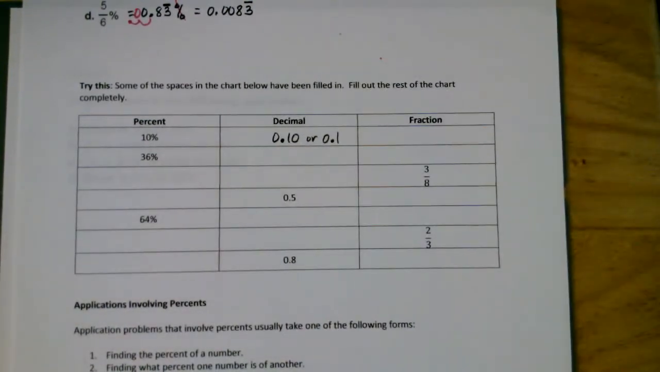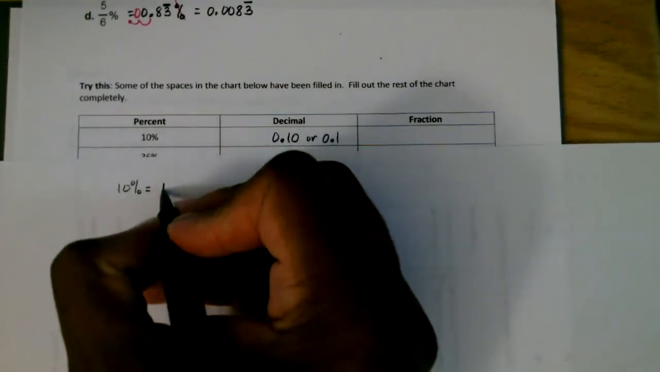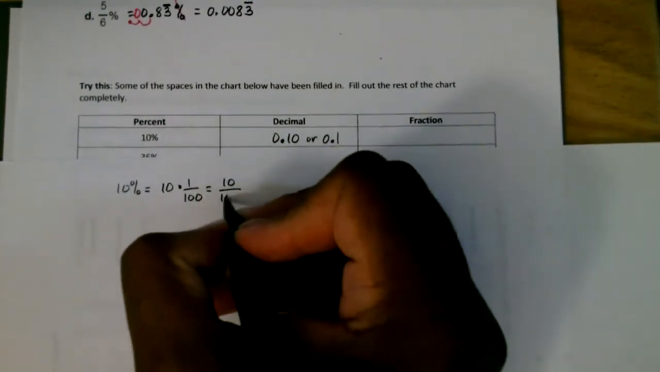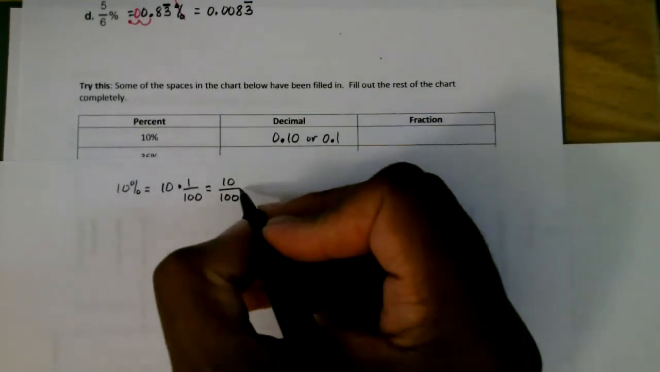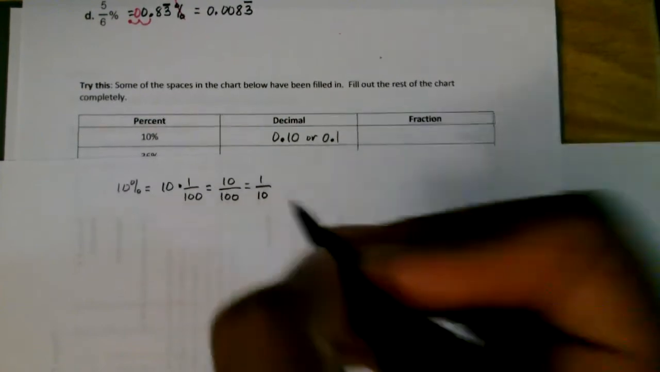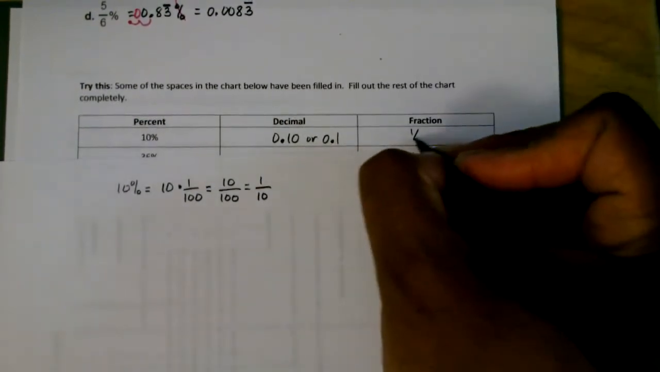And then as a fraction, in this case here, for 10%, since the percent means per 100, I'll do 10 times 1/100. And that will be 10 over 100. But we can reduce 10 over 100 by dividing the numerator and the denominator by 10. So you'll end up with 1/10 as a fraction.